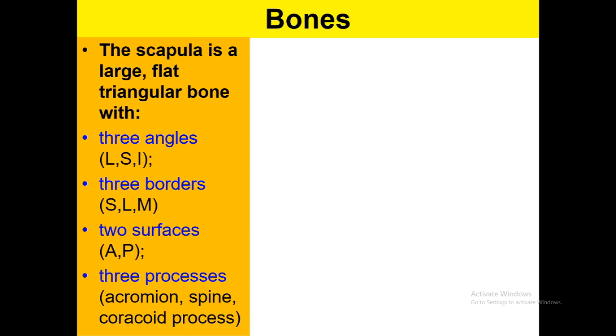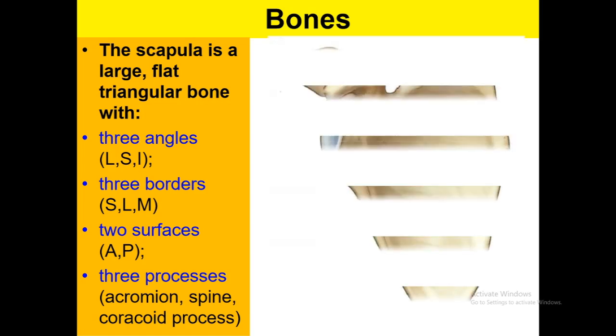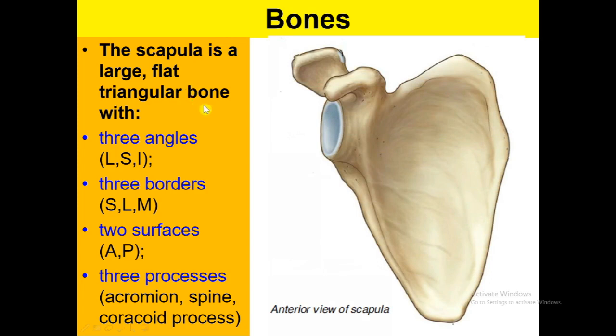Let's talk about the second bone, that is the scapula. The scapula is a large flat triangular bone with three angles. The names of the angles are mentioned in brackets: superior, inferior, and lateral. It has three borders: superior, medial, and lateral. The lateral is a little bit thick border, the medial is a thin border, and the superior border is also thin. It has two surfaces, anterior and posterior, and three processes.